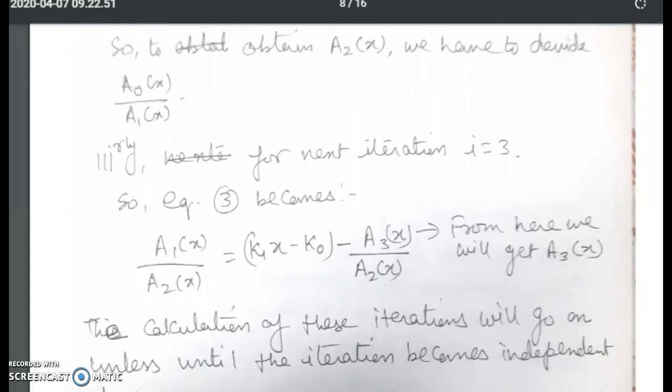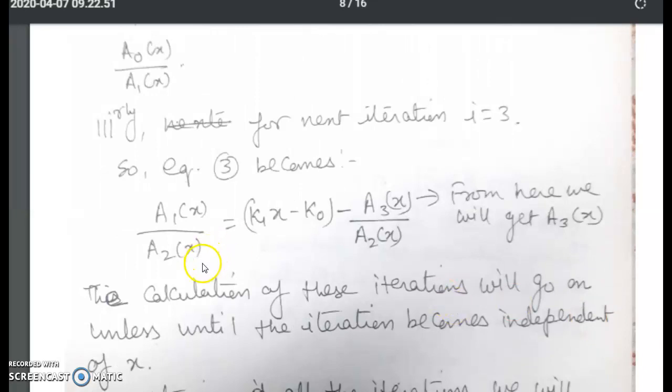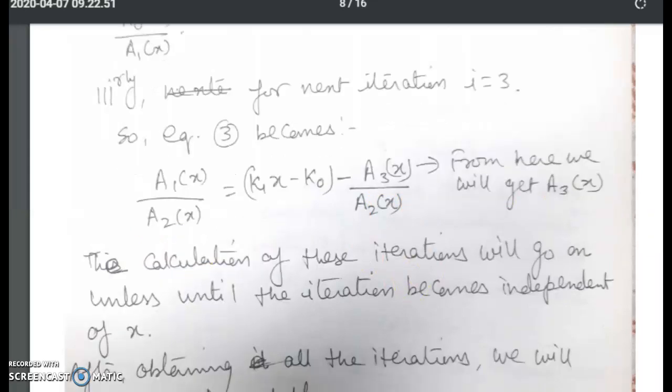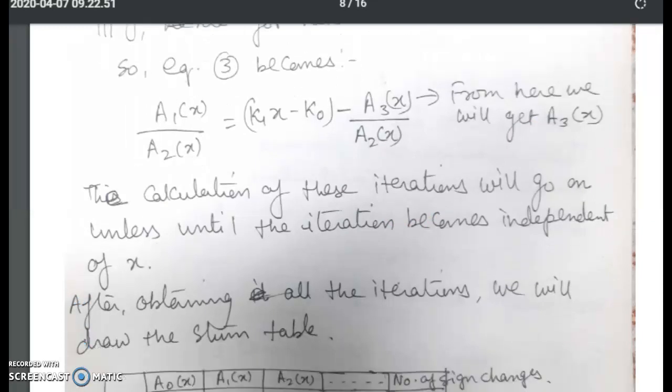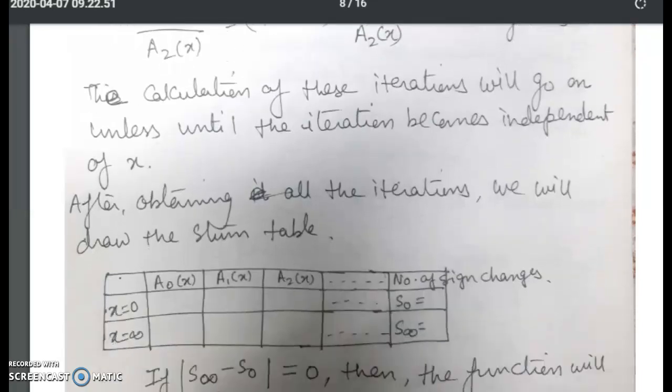Similarly, for the next iteration, we will put i is equal to 3. When we put i is equal to 3, equation 3 becomes a1x upon a2x is equal to k1x minus k0 minus a3 upon a2. So to get a3x, we have to divide a1x by a2x. This calculation of iteration will go on until the iteration becomes independent of x. Once the iteration becomes independent of x, we will stop the iteration process there and obtain this Sturm table.